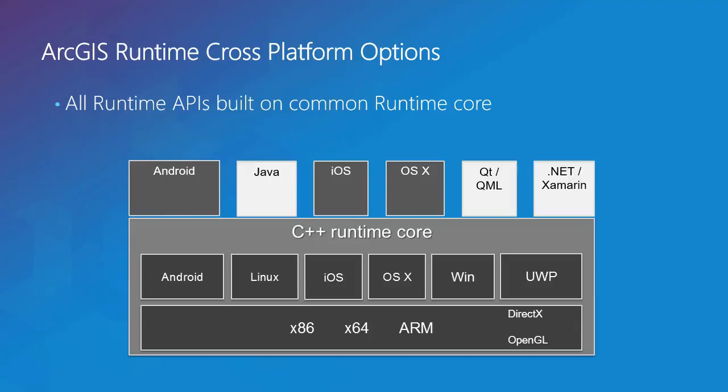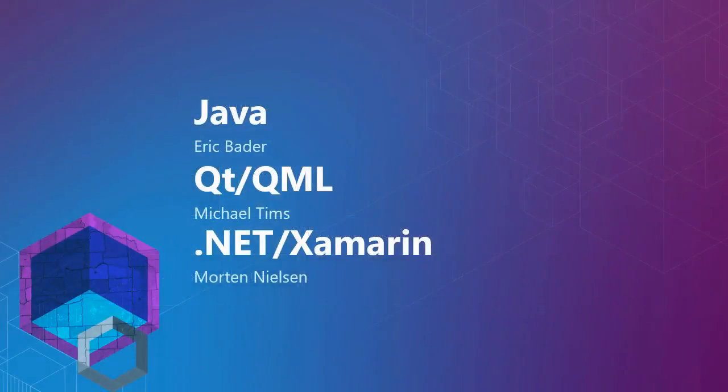So how are we going to cover this? We've got 3 different technologies we're going to cover. We're going to start with Java. Eric Bader is going to run through some of the capabilities with Java and different supported desktop platforms. Qt QML, Michael Timms will walk us through the process of supporting just about every operating system with Qt QML, leveraging C++. And then we'll wrap up with a .NET or Xamarin solution.